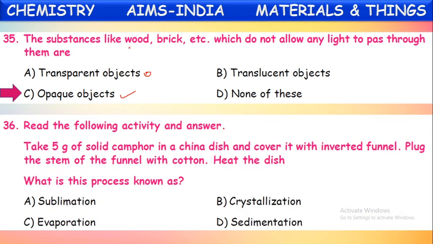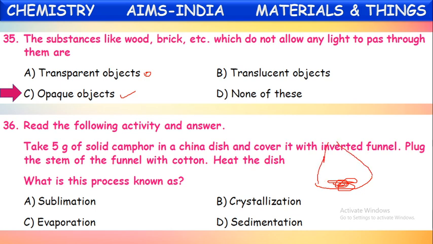Next, read the following activity and answer it. Take 5 grams of solid camphor in a china dish and cover it with an inverted funnel. Plug the stem of the funnel with cotton. Heat the dish. Now what happens? What is the process known as? We have taken some quantity of camphor in a china dish and it is covered with a funnel.